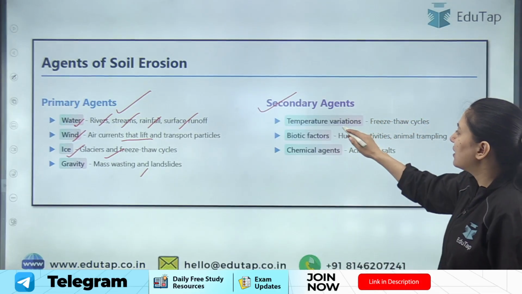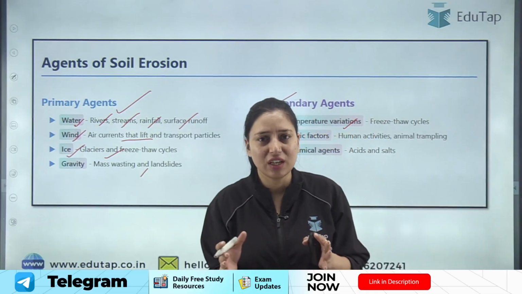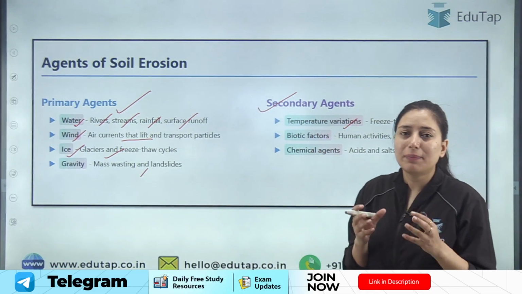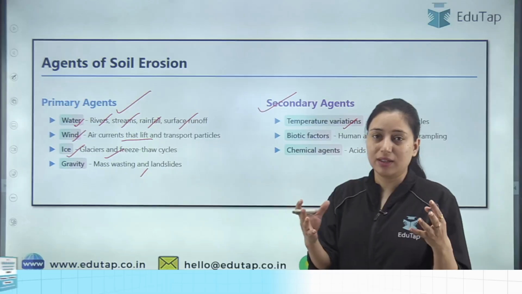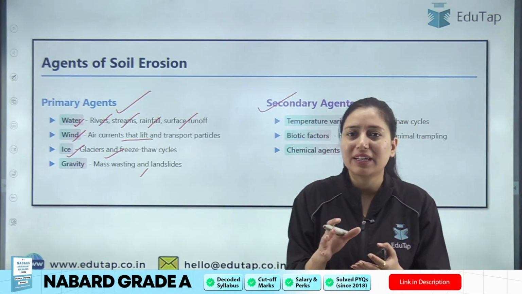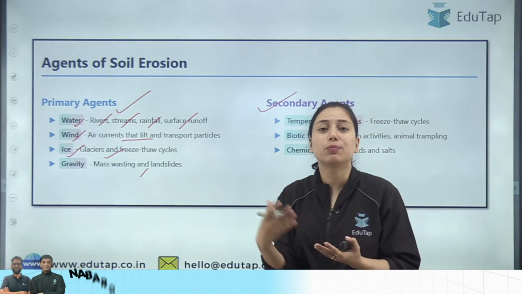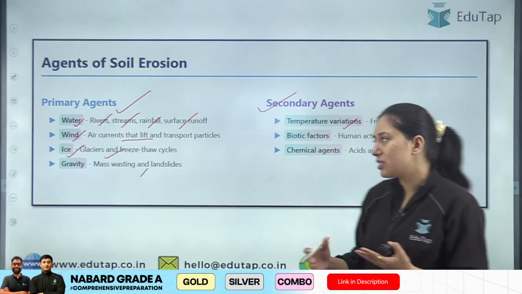Now, secondary agents include temperature variation. When there is a temperature variation, the rock gets disintegrated into soil fragments, leading to weathering, and the soil particles become light. This rock particle becomes light, and it becomes prone to erosion. ठीक है, तो इससे erosion हो जाता है.